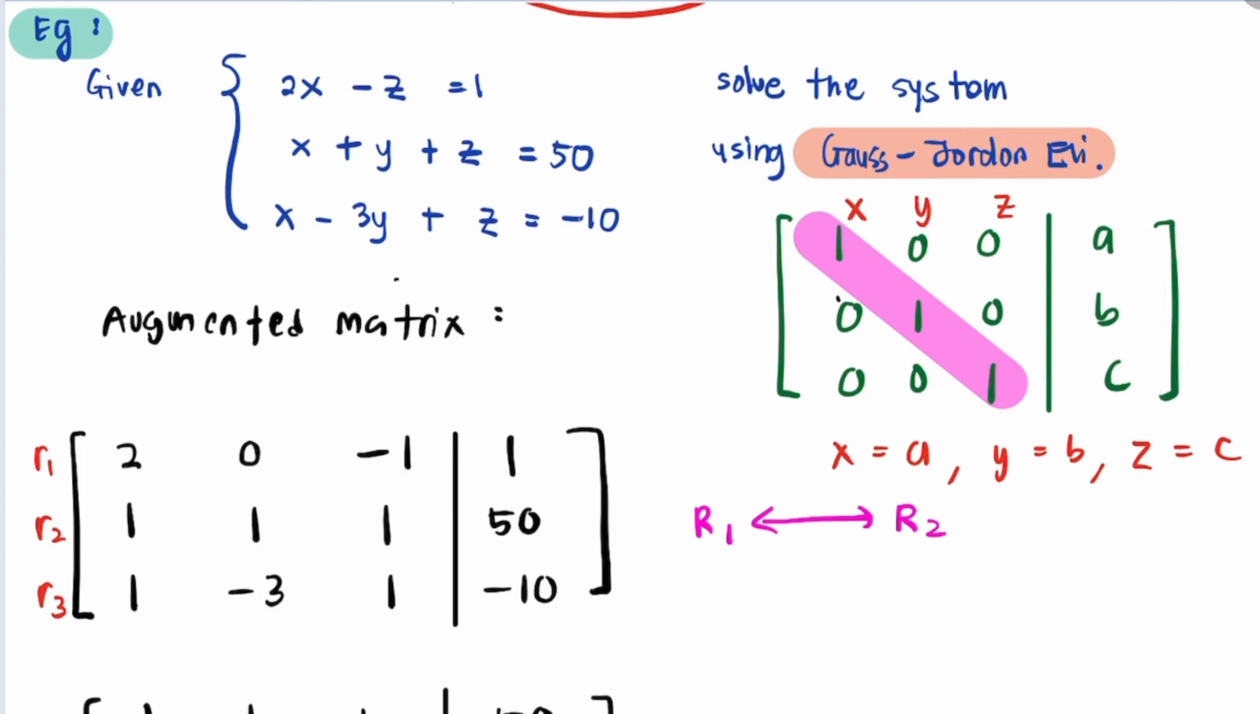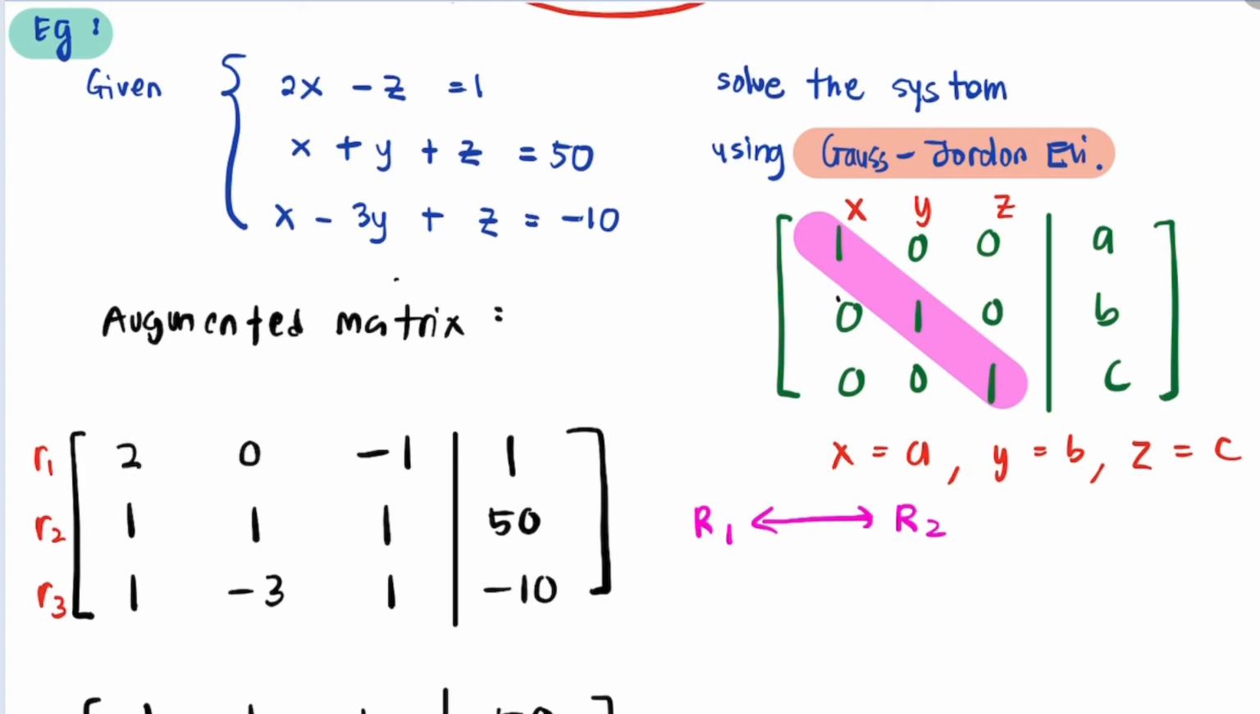So the first step that we must do is make this into an augmented matrix. Let's write this: 2, 0, minus 1 equal to 1. This is 1, 1, 1, 50. Then 1, minus 3, 1, negative 10. Make sure you have a separator here.